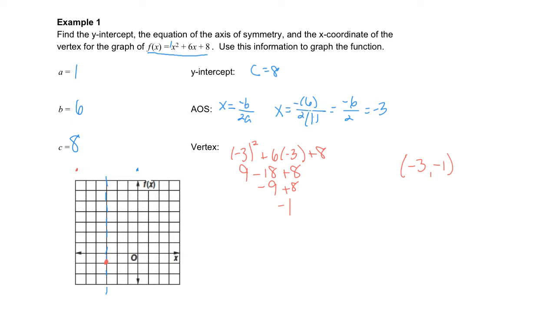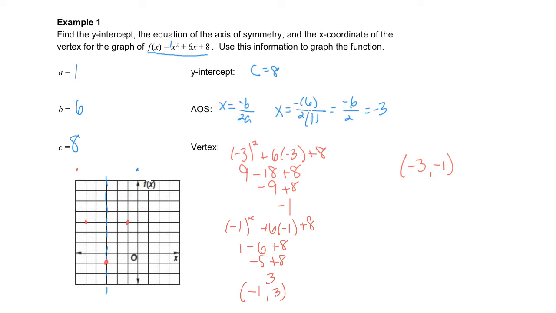Let's plug in a few more points just to see what we get. Let's plug in x is negative 1. So we get negative 1 squared plus 6 times negative 1 plus 8. That's 1 minus 6 plus 8. From left to right, negative 5 plus 8 is 3. So when x is negative 1, y is 3. So let's plot that. Now, we know with one empty line on the other side, we'll have the same point.